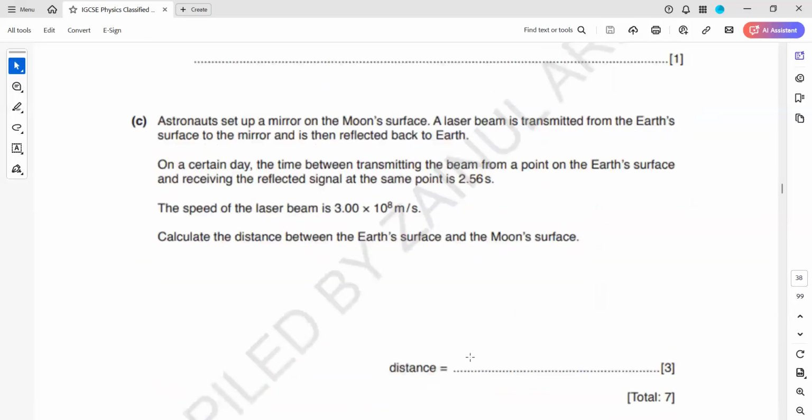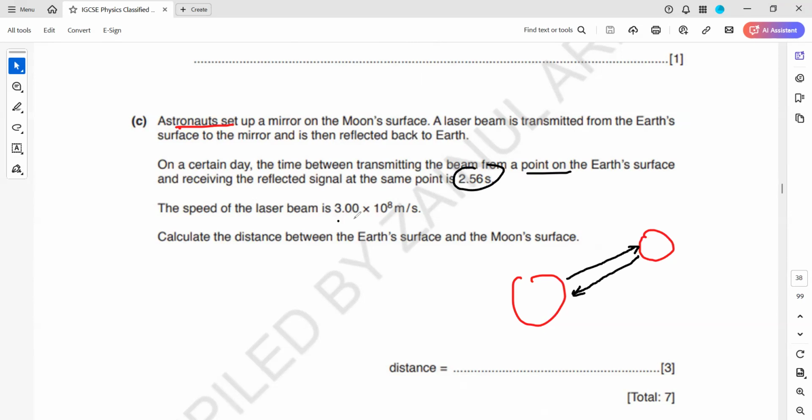This question is related to an echo or a reflection. You can see an astronaut sets up a mirror on the moon surface. So let's say this is the moon, and a laser beam is transmitted from the earth. That hits the mirror on the moon surface and bounces back. On a certain day, the time between transmitting the beam from a point on the Earth's surface and receiving a signal back is 2.56 seconds. So that's the total time duration to travel and return back.